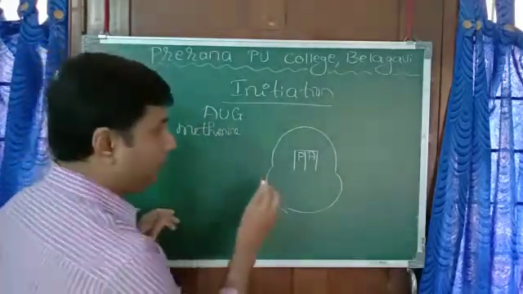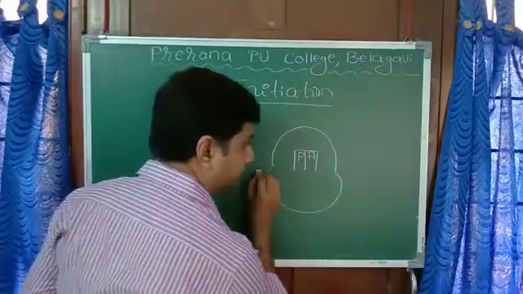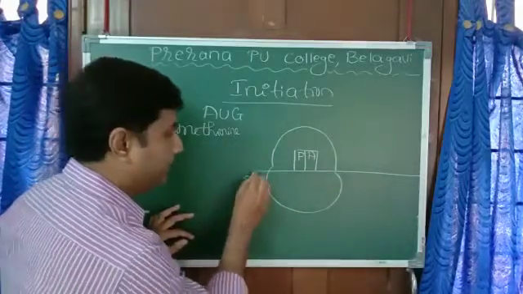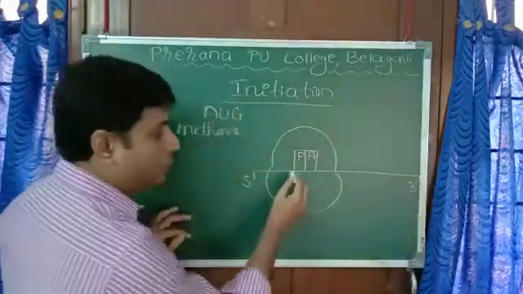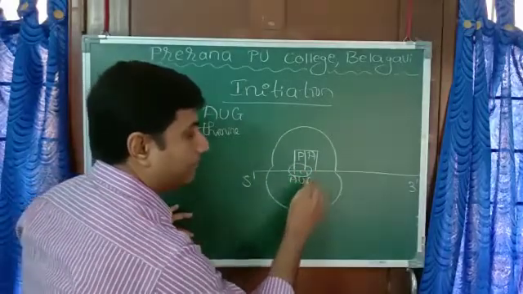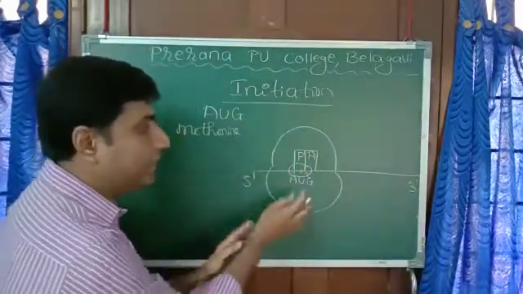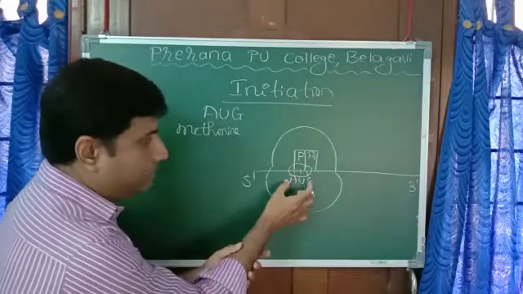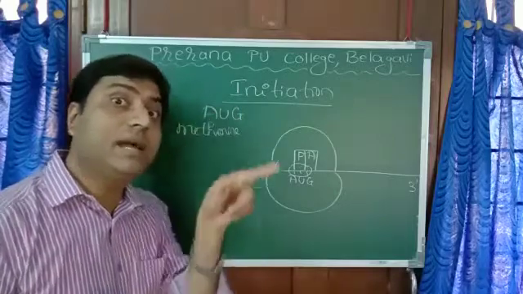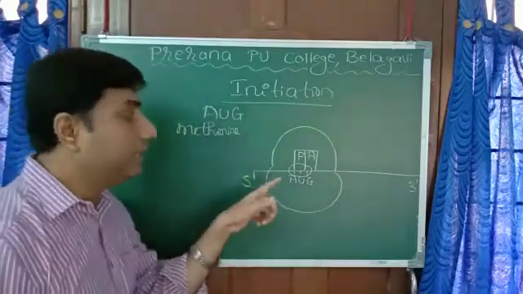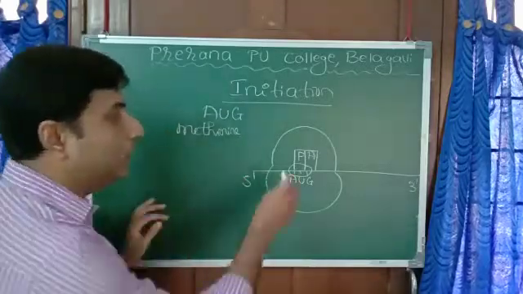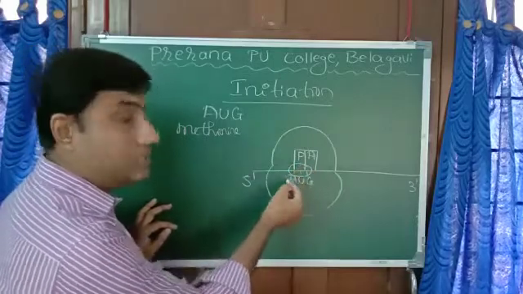Now, imagine this is mRNA, 5' to 3'. In this location there will be AUG, that is the initiator. So the AUG codon comes exactly at the P site. Now the charged tRNA, that is tRNA with methionine, will come and occupy this, because this is AUG.